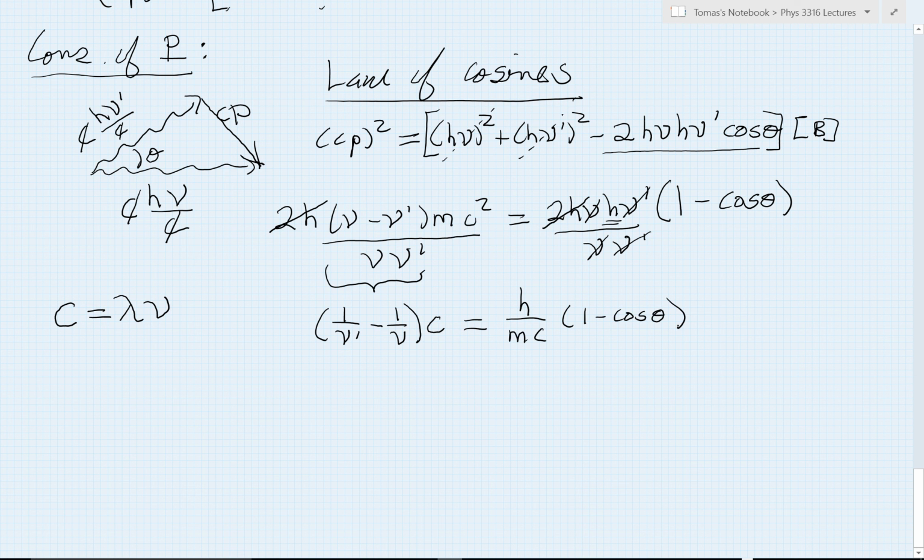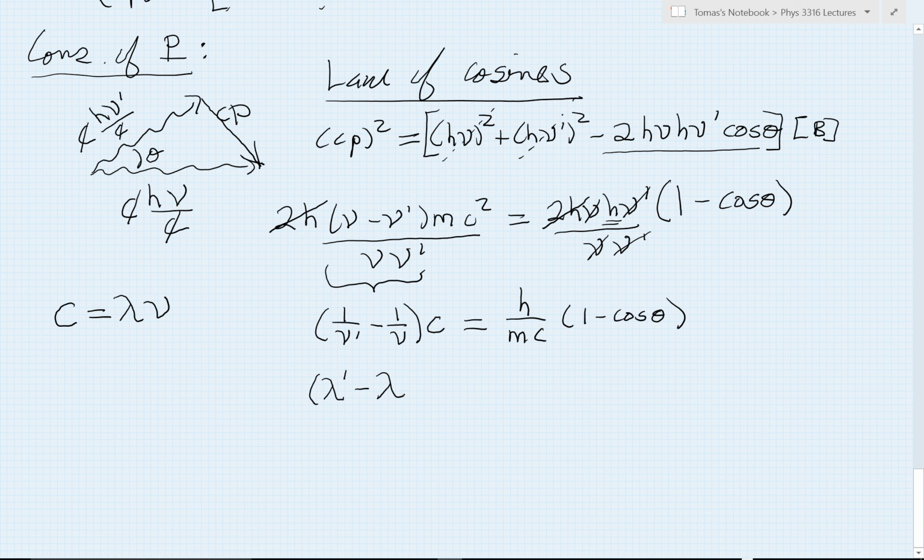Next, as I just was saying, c over nu prime would be lambda prime. So I can get the wavelength of the outgoing light, and of course, outgoing because it's prime. And of course, once I have that wavelength, I can easily figure out its frequency. So that's just as good as solving for nu prime, right? Minus, and then c over nu will just give me the wavelength of the incoming light, which is something I certainly know because I knew its frequency.